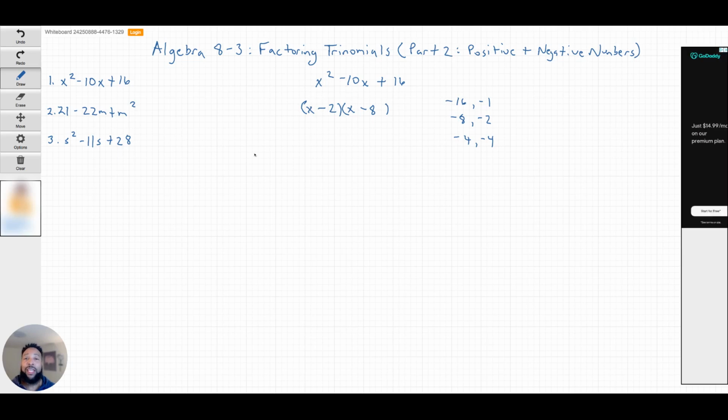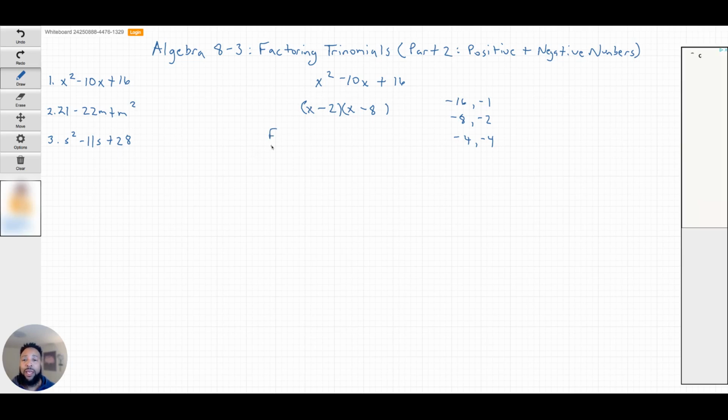Now, how can we check that? We're going to use our FOIL method to multiply these two back again.